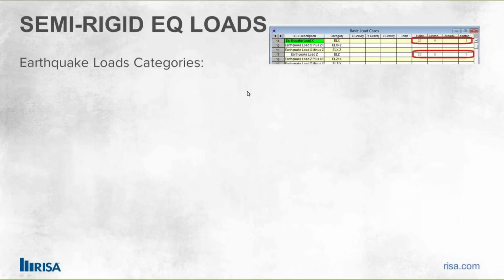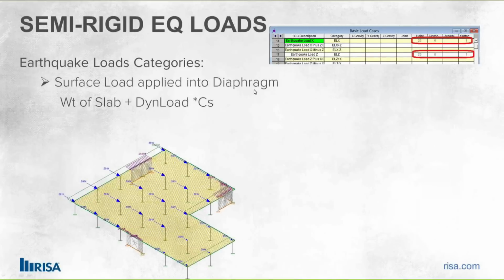But what we are doing here is putting a surface load directly in there. The surface load is going to count both the weight of the slab and the dyne load. The dyne load is what we call a dynamic load or dynamic mass that's coming out of RISA-Floor, defined as anything superimposed above and beyond the dead loads, or above and beyond the slab weight. So that's your dynamic load or your dynamic mass. And then we multiply that by your Cs, or your seismic response coefficient.